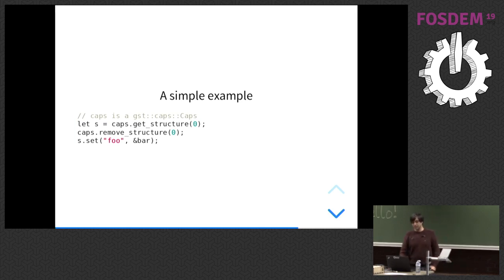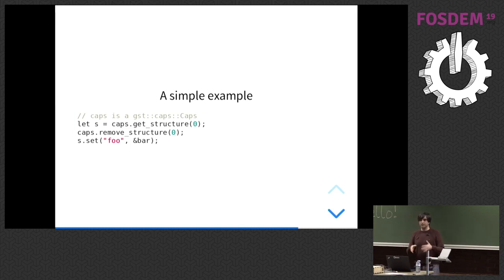And what this code is trying to do is, it's a bit silly code, actually. You would never actually use that. It's taking the first structure in the caps, that is, the first capability. Then it tells the caps that I want to remove this capability now. And then with the capability it got, it's trying to set a GObject property on that.